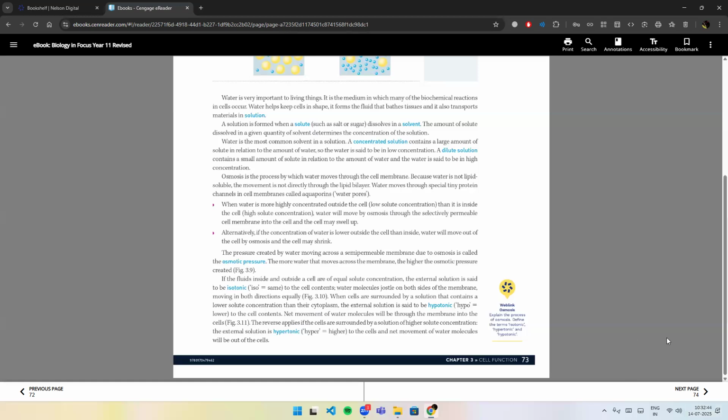When cells are surrounded by a solution that contains a lower solute concentration than their cytoplasm, the external solution is said to be hypotonic to the cell contents. Net movement of water molecules will be through the membrane into the cells. The reverse applies if the cells are surrounded by a solution of higher solute concentration. The external solution is hypertonic to the cells and net movement of water molecules will be out of the cells.